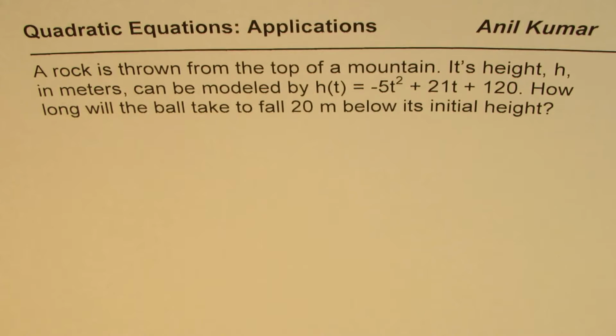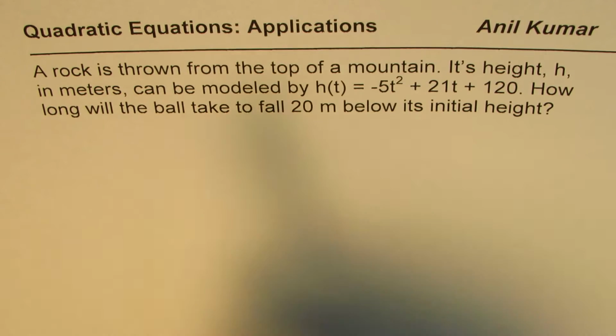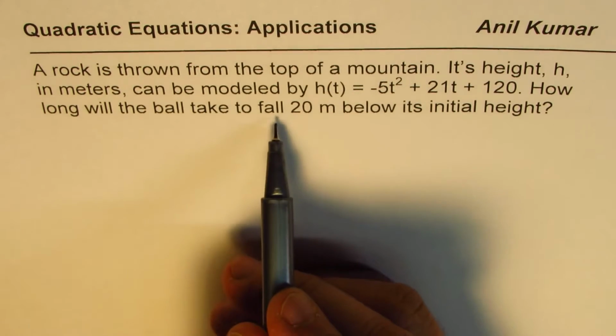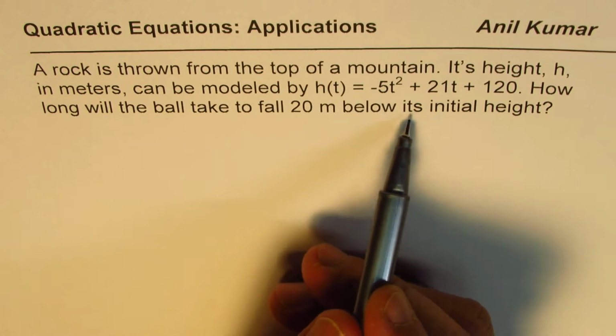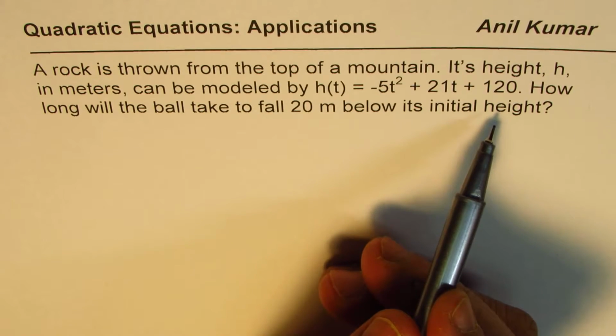The question here is, a rock is thrown from the top of a mountain. Its height h in meters can be modeled by h of t equals minus 5t square plus 21t plus 120. How long will the ball take to fall 20 meters below its initial height, right?